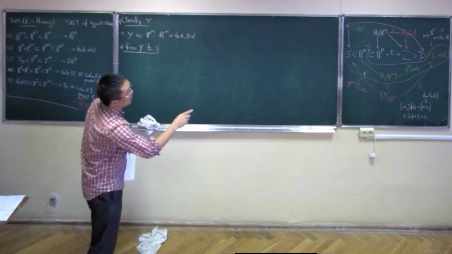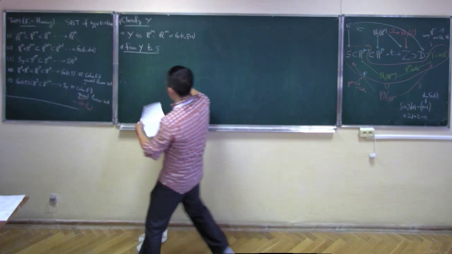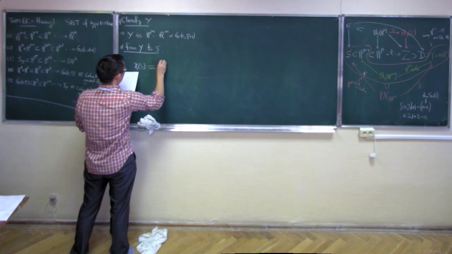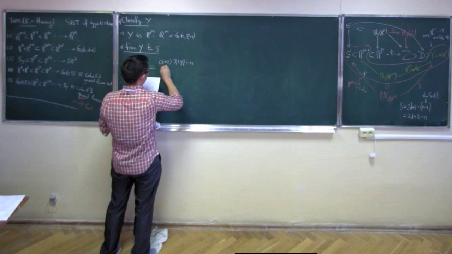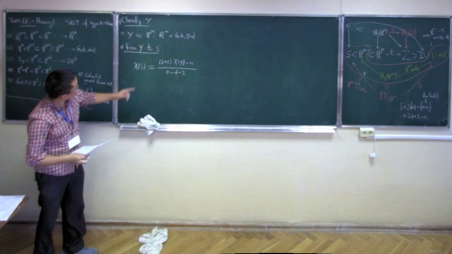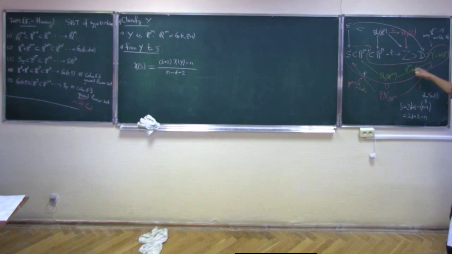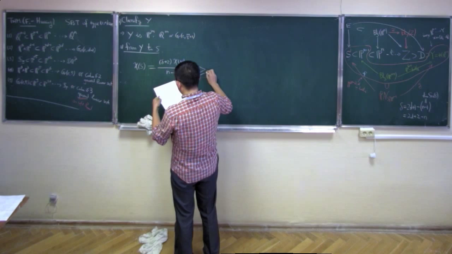So for this diagram also we get some topological information on S. So in fact we get this chi of S. It's just delta plus 2 chi of Y minus n divided by n minus d minus 2. So this is just topological information, just use this diagram. You know for the category of this one, you get this one, and this is at least dimension of d plus 1.